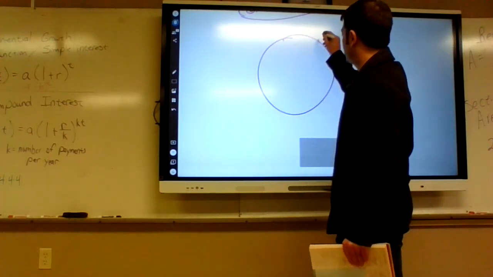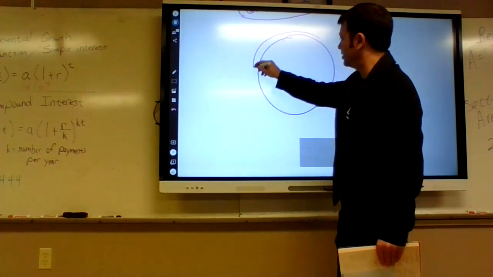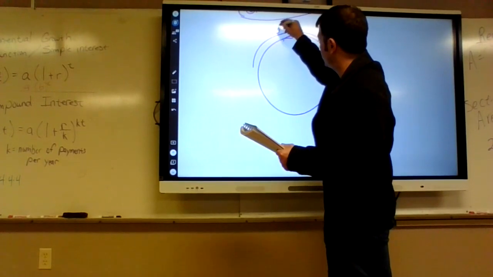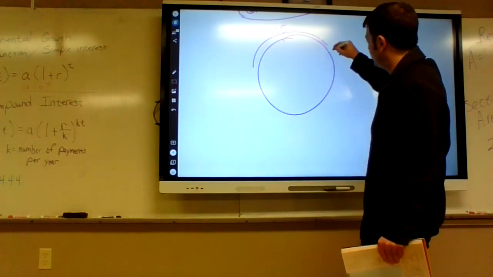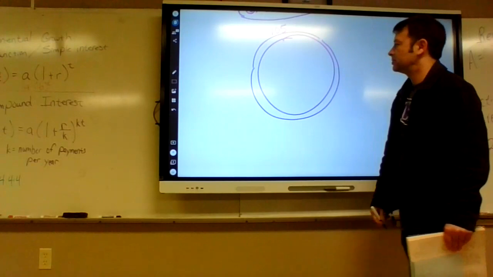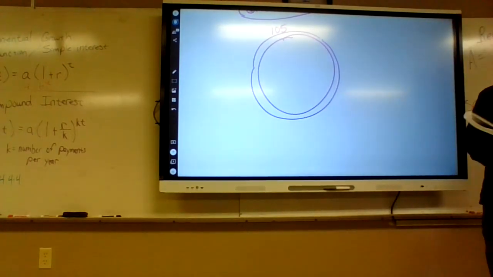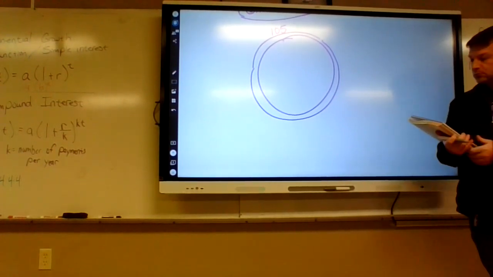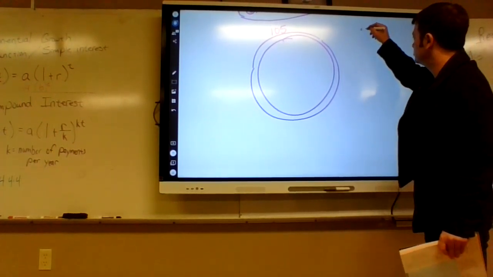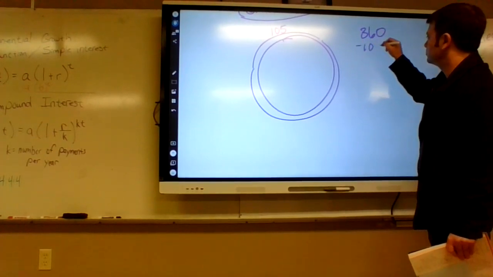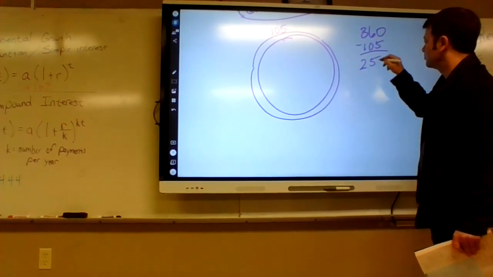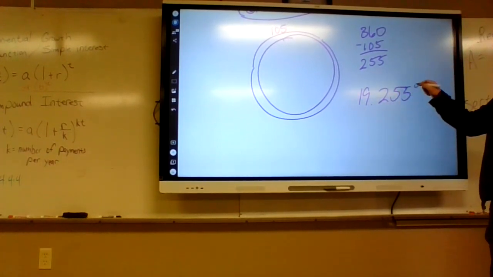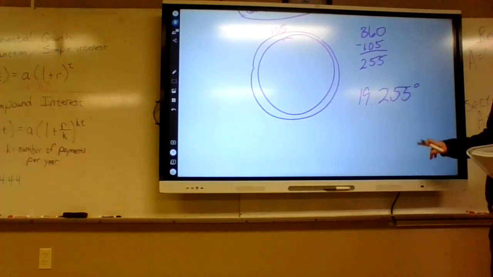So basically they say find this arc. No, this arc is 105. Don't find that arc. That arc is 105. So how do we find this arc? 360 minus 105. So number 19 is 255 degrees.